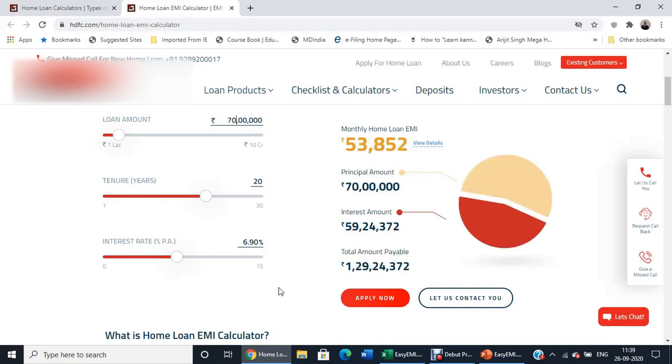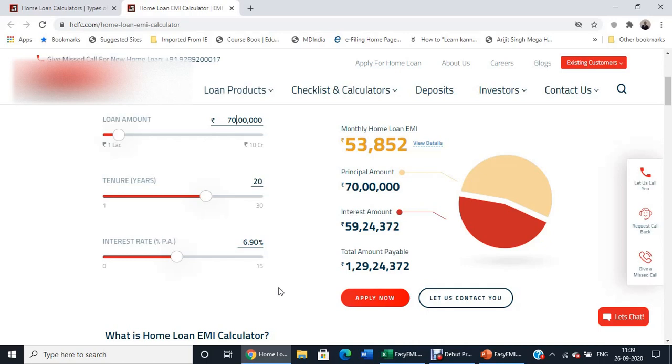70 lakhs. Wow, the EMI comes to 53,852 rupees. I would probably have to take another loan to repay this loan. It's much more than what I'm willing to pay every month, which is say 40,000 rupees. So I have to do a lot of hit and trial to check the amount of loan which I can get for this amount of EMI.